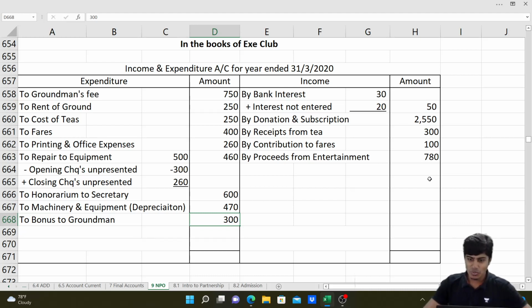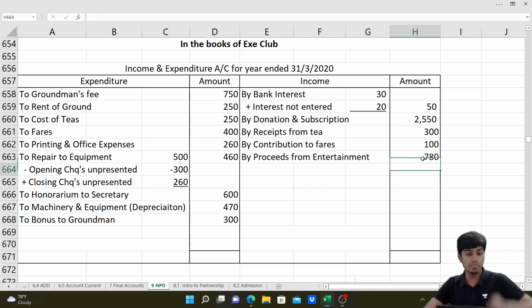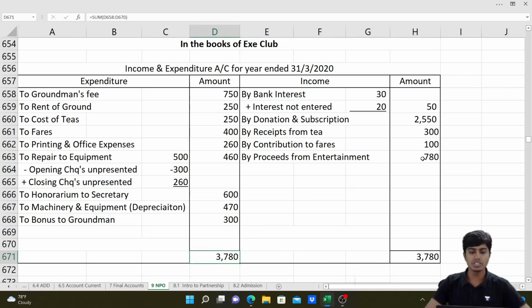Come on, let's close this. Let's take the total of the items here on the credit or income side: 50 plus 2550 plus 300 plus 100 plus 780. This will give us 3780. I'll put that 3780 here and then deduct 300, 470, 600, 460, 260, 400, 250, 250 and 750.